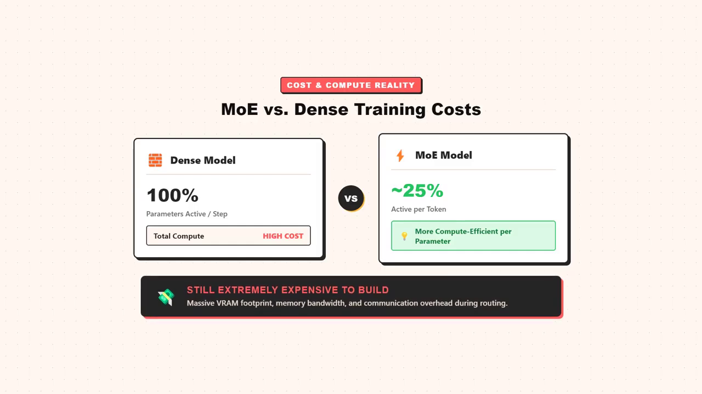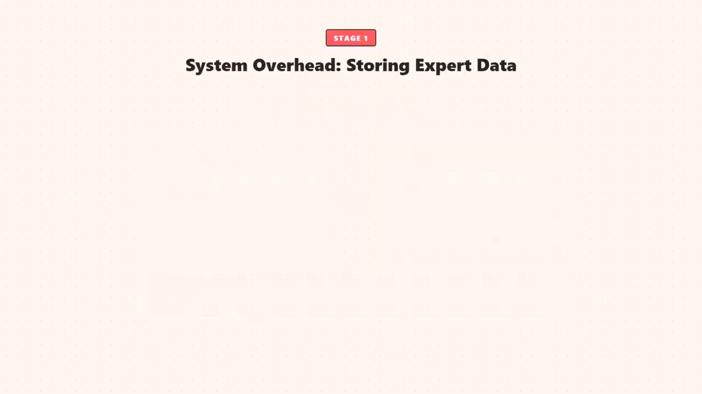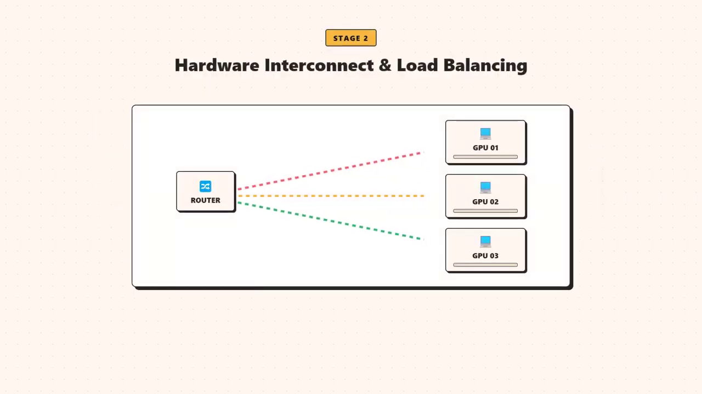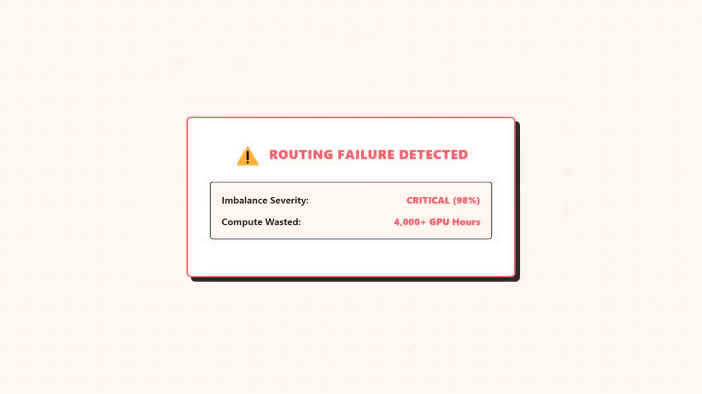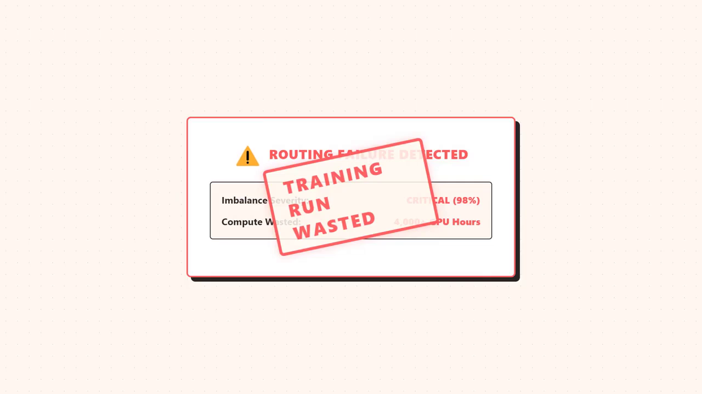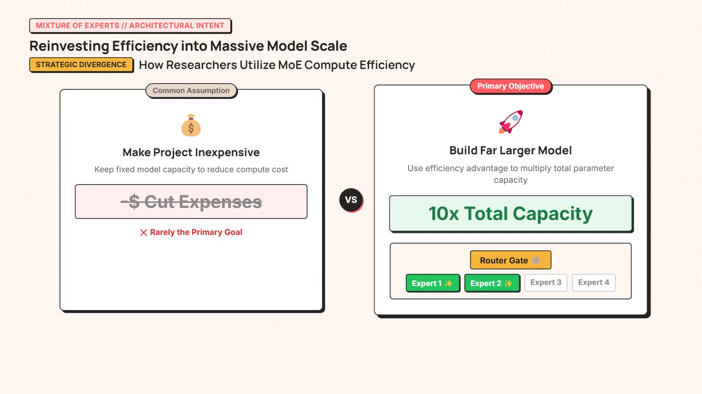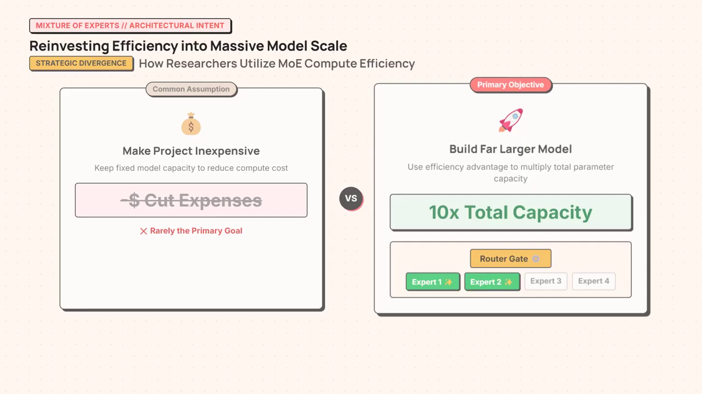But these models are still extremely expensive to build. All experts need to learn. The training system needs to store their weights, gradients, and optimization data. The router needs to be trained. Tokens need to be moved across hardware. Load balancing has to be monitored. Failures in routing can waste large training runs. And because the goal is often to build a model with far more total capacity, researchers may use the efficiency advantage to make the model much larger rather than to make the project inexpensive.